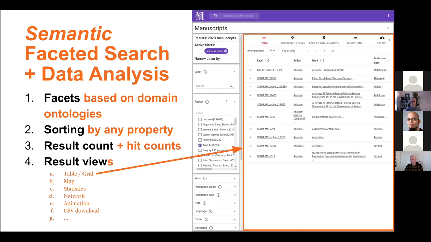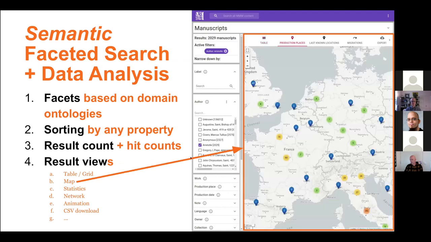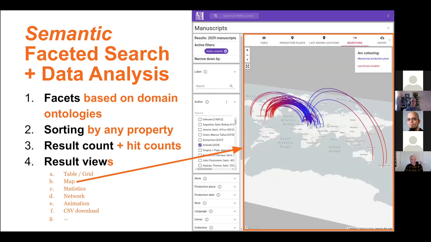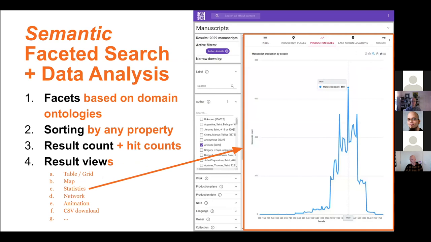For example, we can create different kinds of maps or try to visualize movement based on two locations, and then we can create statistics or networks or animation visualizations, and these are all based on the same result set you can see here and the same facets you can see here on the left.